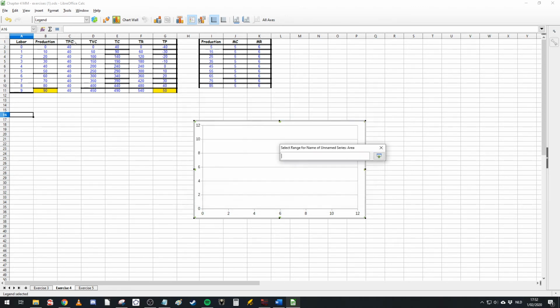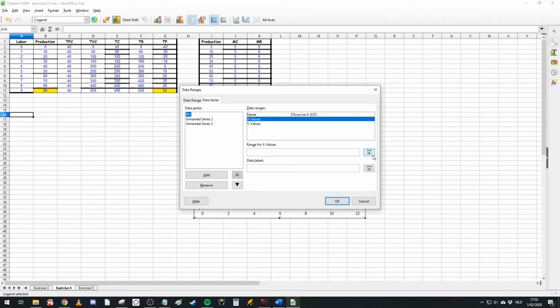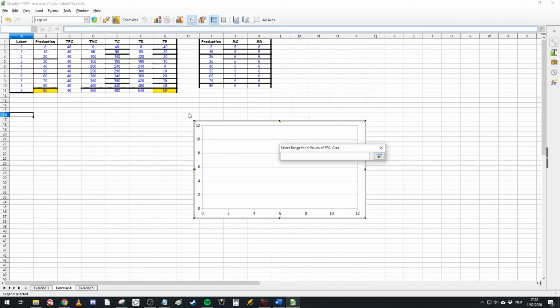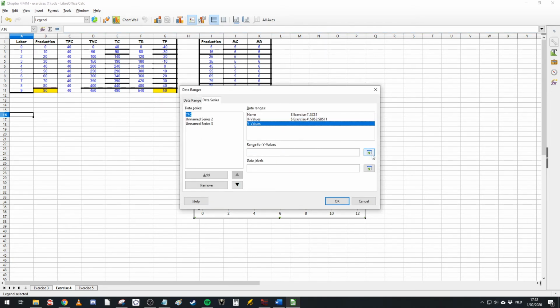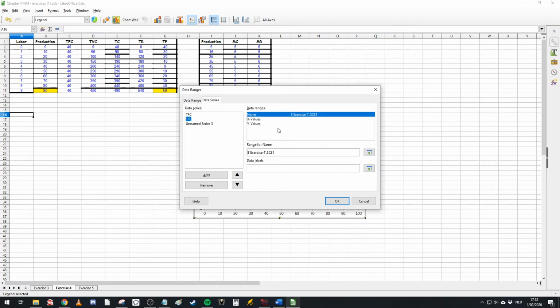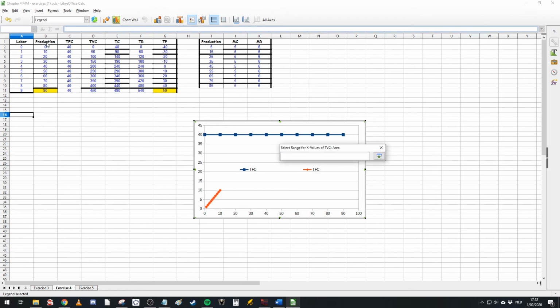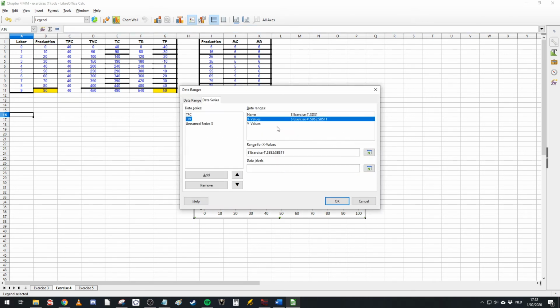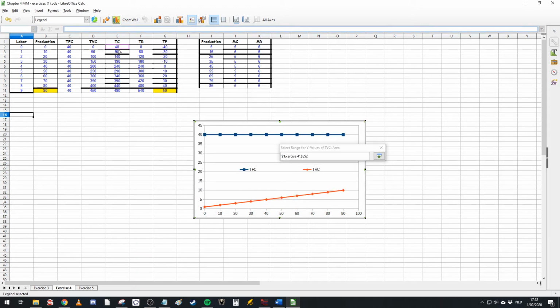This one will be called TFC. The X values are always here. It's my production. So I will select all of them. And then my Y will be over here. That's the first one. Second one is T... No, I just did that. So that's TVC. X values are still the production over here. Y values are still these ones.